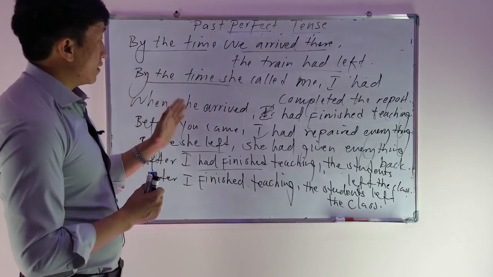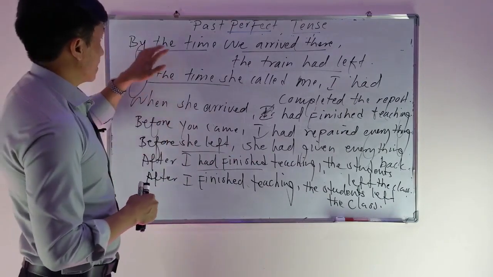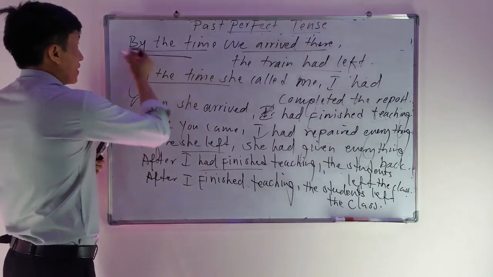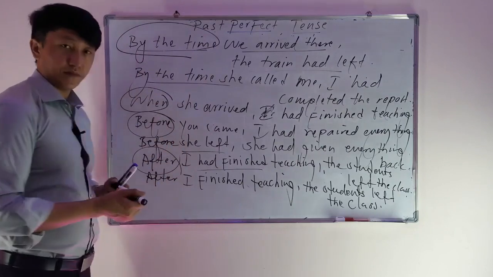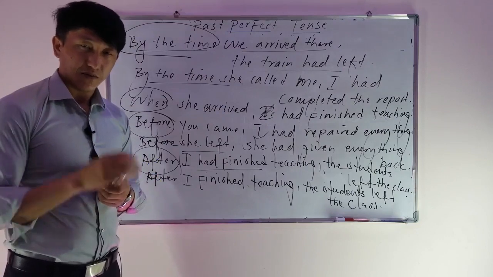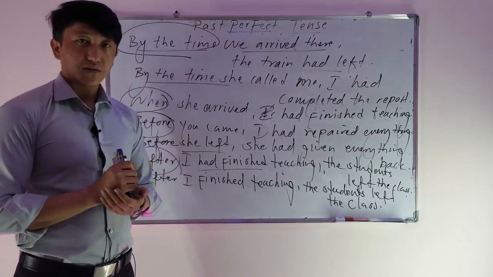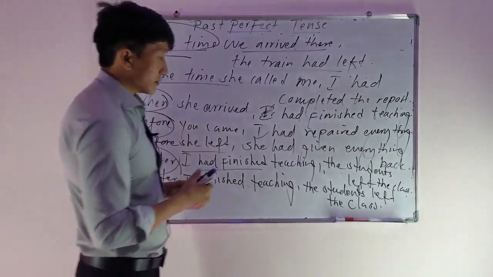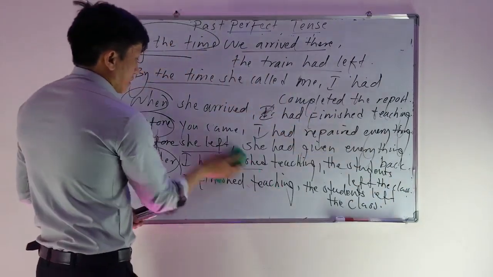So with past perfect tense, we use by the time, when, before, and after. Before, when, and by the time are used with past tense when we use past perfect tense. But after can be used with past tense, and it can also be used with past perfect tense. So both of them can be right. Now this is how you can talk about past perfect.